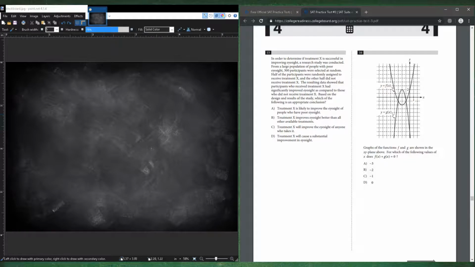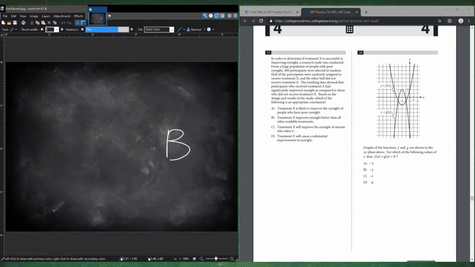So let's say A is negative 3. Based on that, 1, 2, 3, right here, both of them are negative 1, so that will be negative 2, so that's incorrect. So negative 2 here, that's 2, and that's negative 2, so B is correct. So the answer is B.